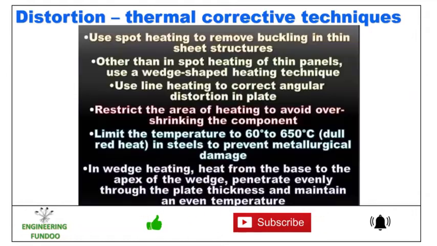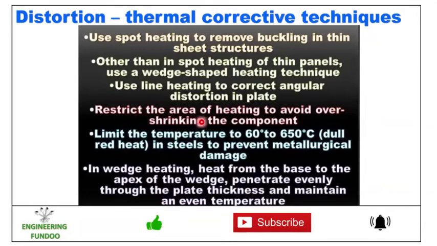This is approximate. And then we have the thermal corrective techniques. Use spot heating to remove the buckling in thin sheet structures. Other than spot heating of the thin panels, use the wedge shape heating technique that we have already discussed earlier. Then use line heating to correct the angular distortion, that also we have seen in an earlier slide.